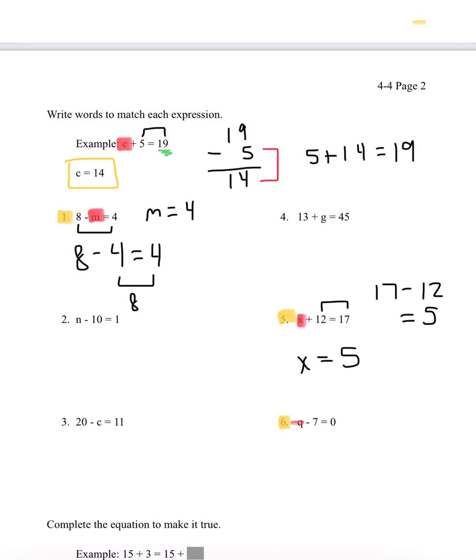Lastly, we have Q minus 7 equals 0. So let's do this again. 7 minus 0 equals 7, which is true. So Q equals 7.